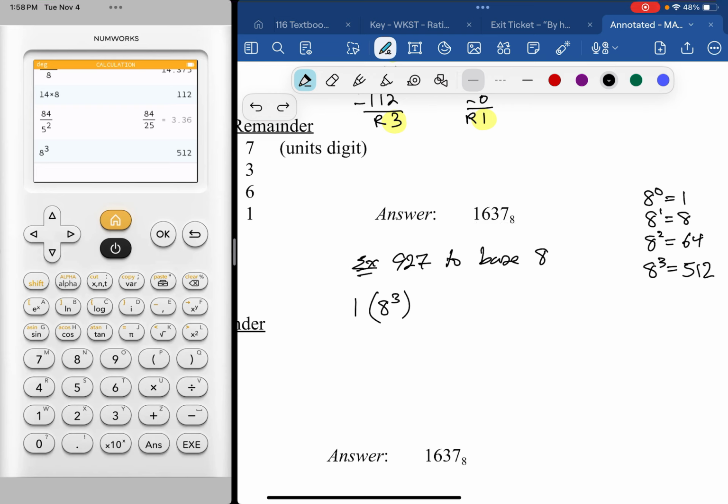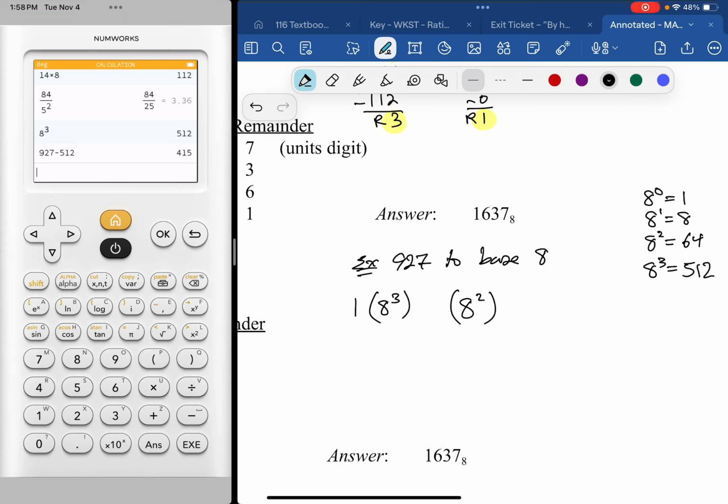If I had 2 of them, I'd be over the target number, which is 927. So then I would take my 927 and subtract from it 512. I'm left with 415, which is too small to get another 8 to the 3rd in there. But what I can do is see how many times I can get an 8 to the 2nd in there. All right? So 8 to the 2nd is 64.